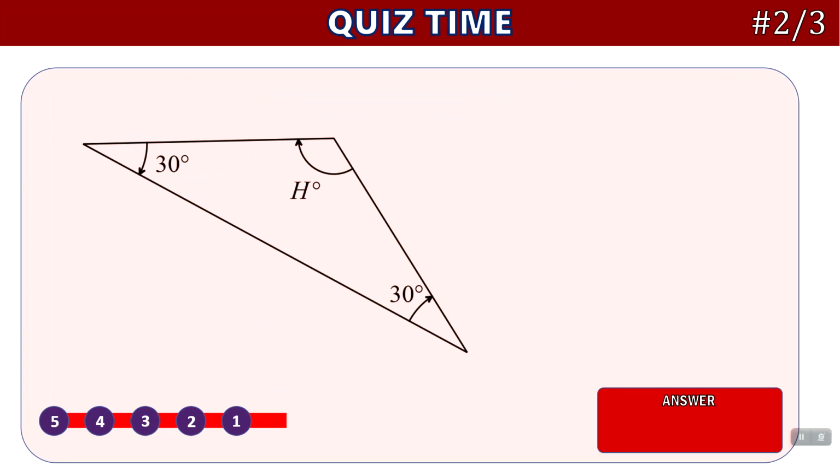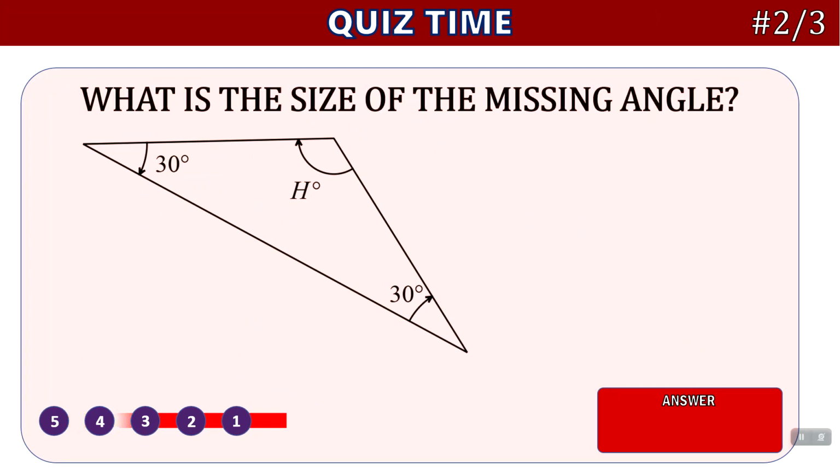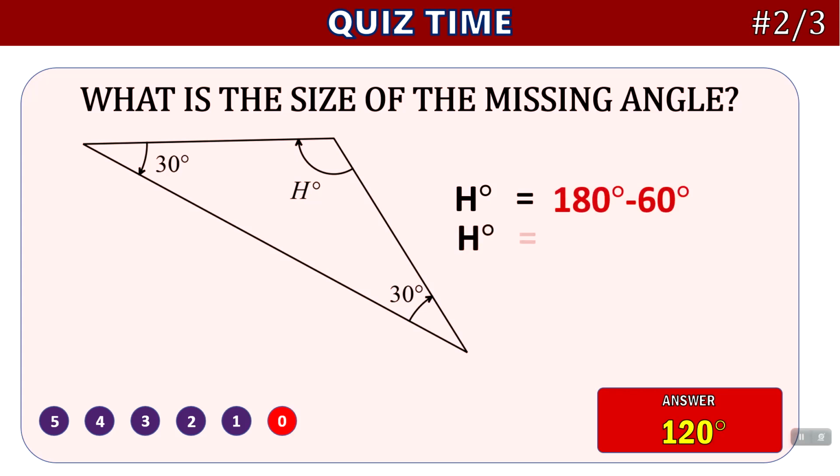Question 2. What is the size of the missing angle? Time's up. Did you figure out that 30 plus 30 is 60, and 180 take away 60 gives you 120? Let's do the working. H equals 180 take away 60, which leaves us with 120.